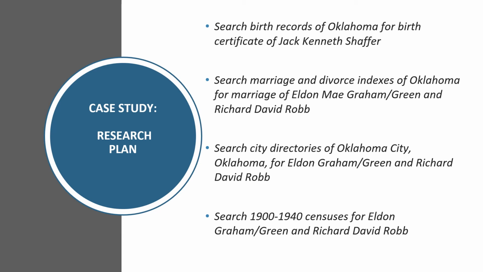I also wanted to look at city directories because I found in my locality guide section of the process that there were city directories from 1920 all the way through 1930 and beyond. And I wanted to see if I could get more information on these two people, because the censuses were only 1920 and 1930, and my key reference point for the date was 1925. And then I wanted to search even more census records for Eldon and Richard David Robb.